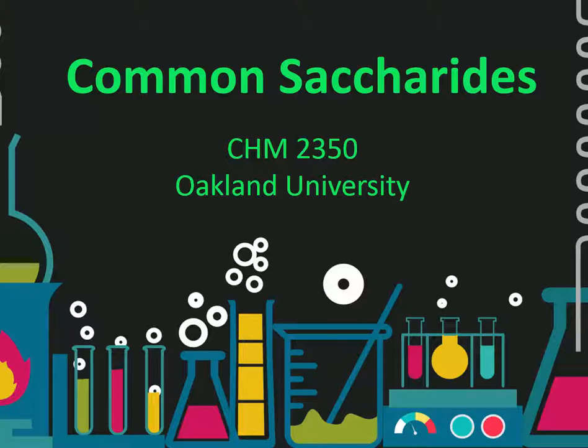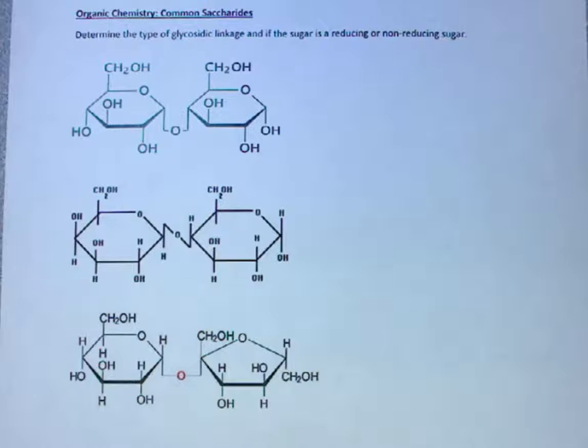In this video, we'll be talking about common saccharides. For this worksheet, we have to determine the type of glycosidic linkage and if the sugar is a reducing or non-reducing sugar. For the first sugar, we have two glucose molecules linked together.